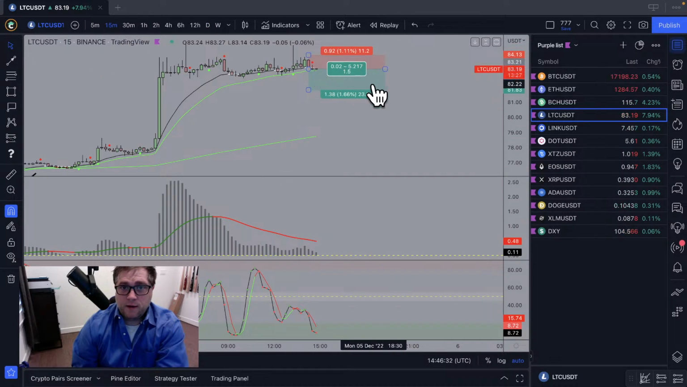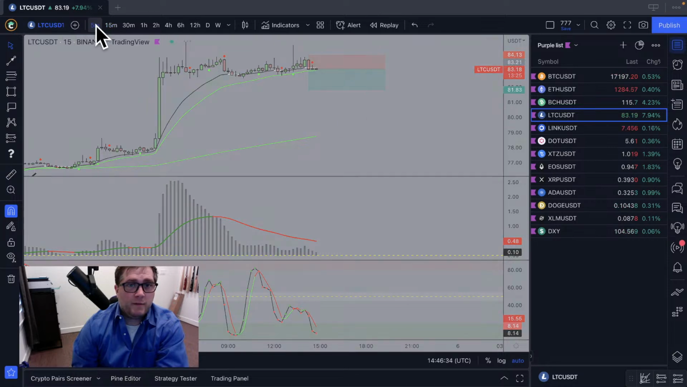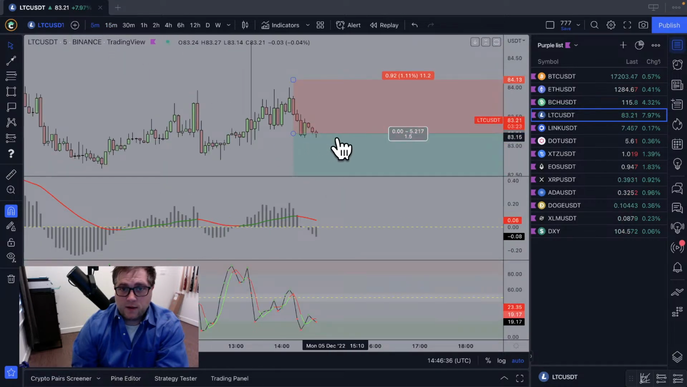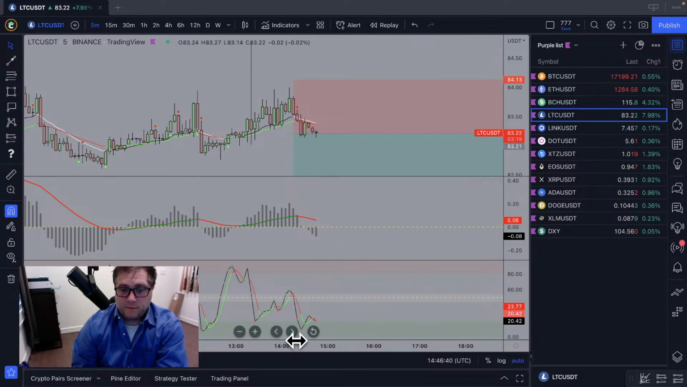Looks like we're playing around on there. Let's go to the 5-minute short. Looks like we're playing around on there, right at our entry. That's okay. Looks like we're still heading down, so we'll see.